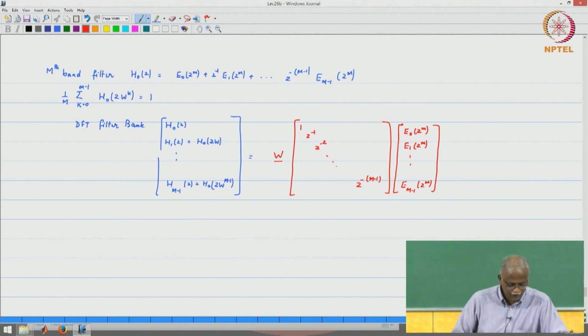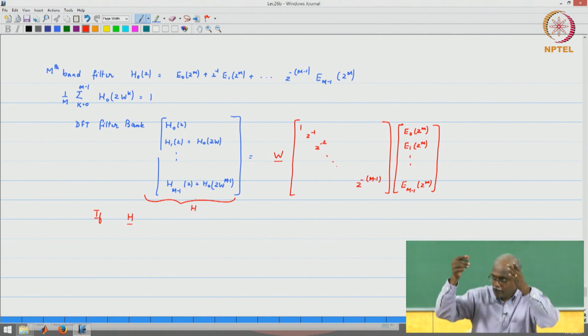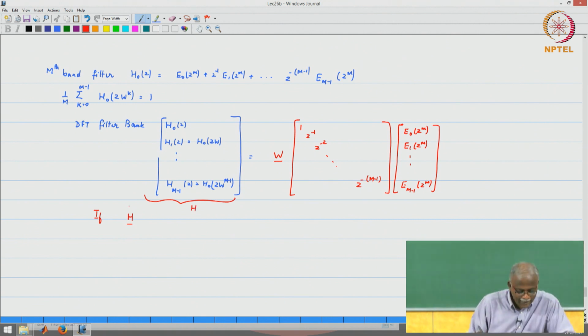Okay. Now, here is a very important result. If this is the vector h, it has m filters, from 0 to m minus 1. If this vector is supposed to be power complementary, what does that mean?